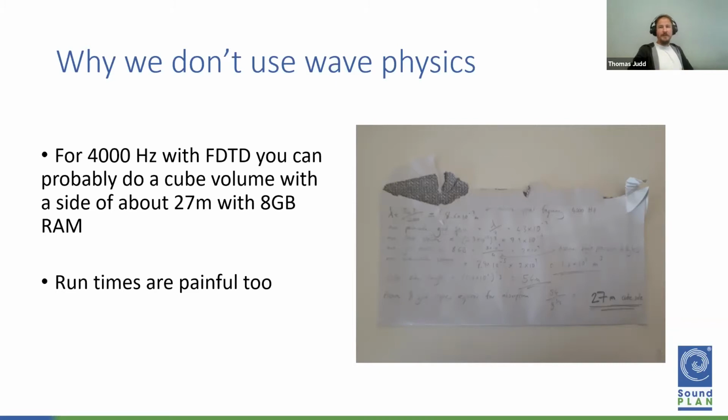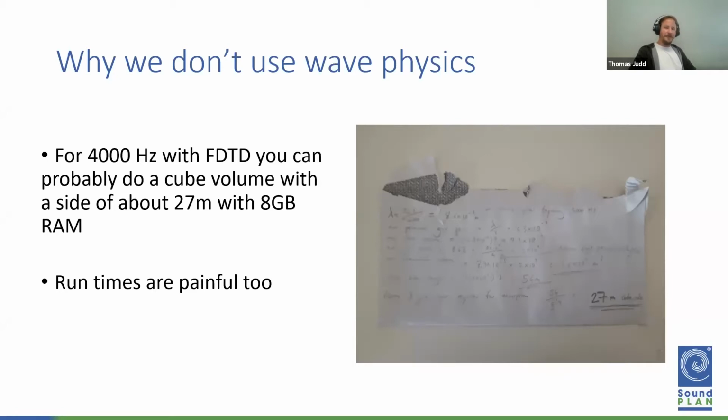Well, you've heard of back of envelope calculations. I literally did do this one on the back of an envelope. The thing I was interested in was to say, if I have a computer with 8 gig of RAM, what's the largest volume I can simulate and still hope for half sensible accuracy? And I was looking in this specific case at the finite difference time domain method, the FDTD, which some of you may have heard of. And I said, okay, well, let's go up to 4,000 hertz, see what we can do.